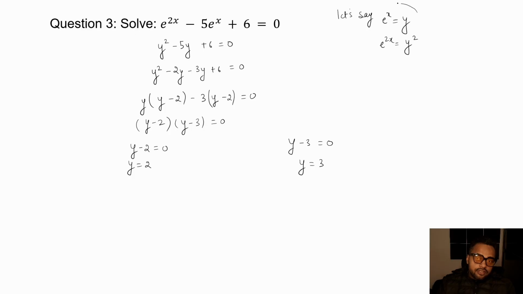Now what we have supposed in the beginning is that y equals e raised to the power x. So it means if we plug in the value, e raised to the power x equals 2. Similarly, e raised to the power x equals 3. Here you can see that e raised to the power x equals 2.